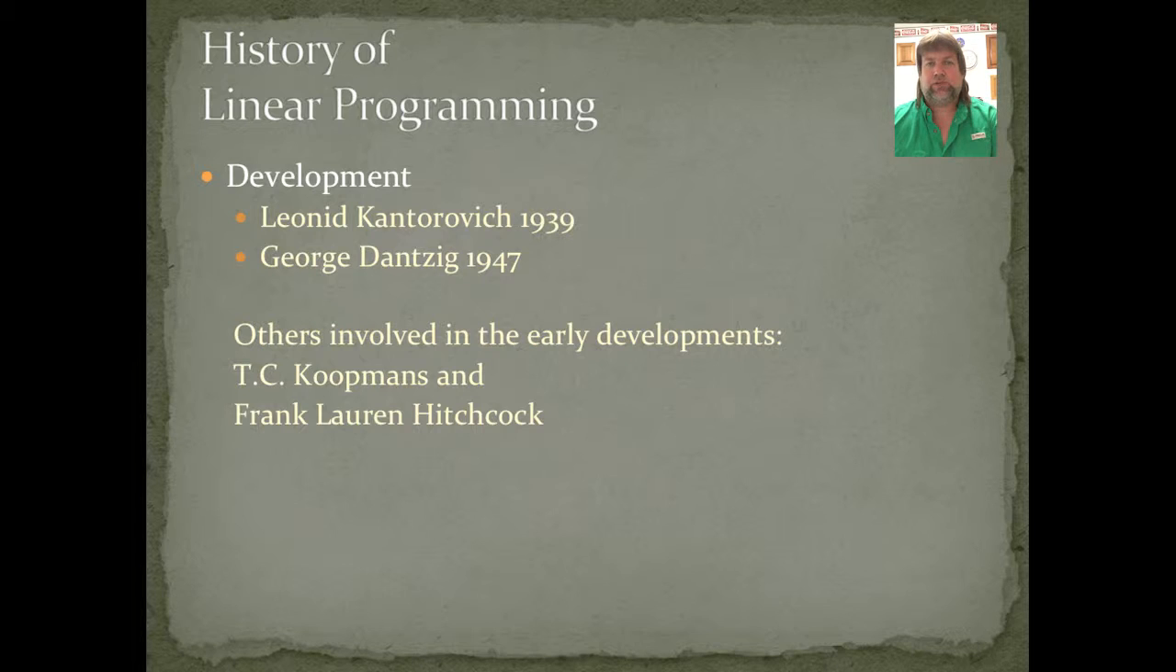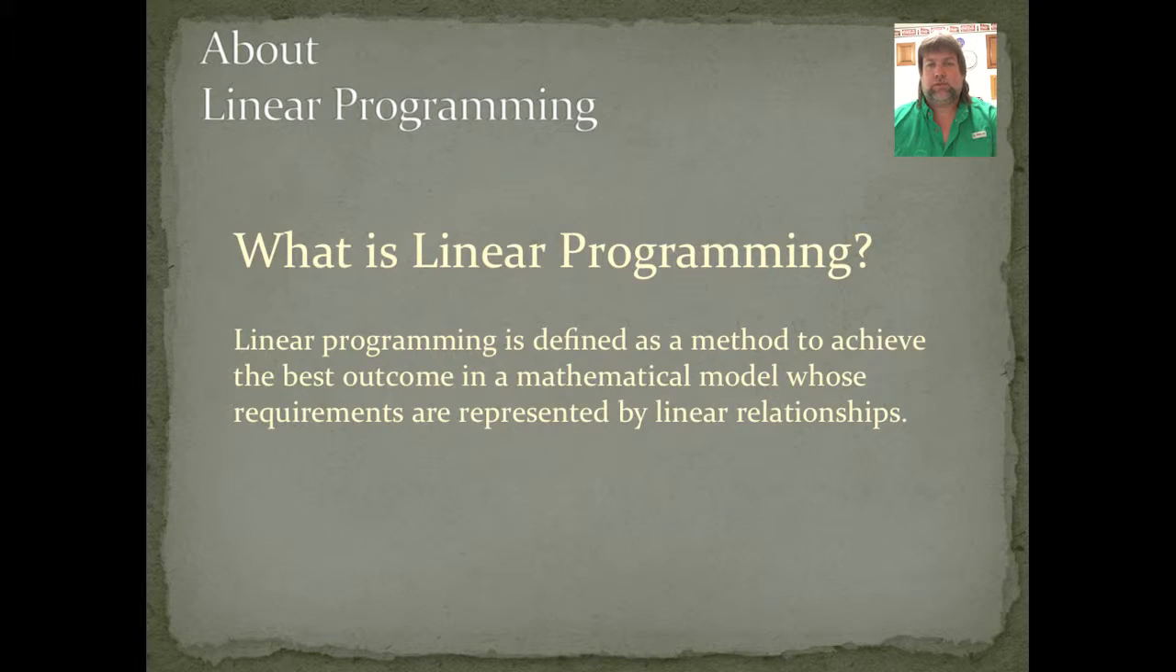First, we start with a little history of linear programming. It began development in 1939 by Leonid Kantorovich, and then George Dantzig in 1947 picked it up, and some others involved in the developments were T.C. Koopmans and Frank Lauren Hitchcock.